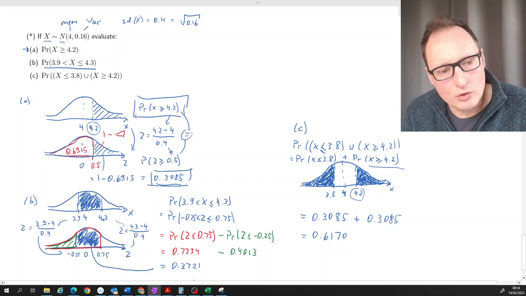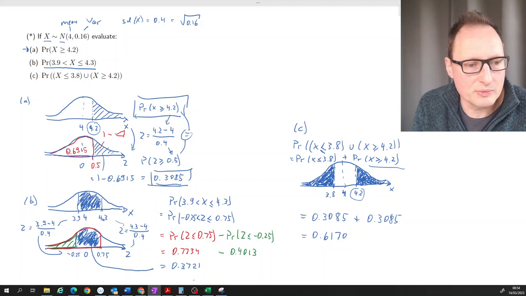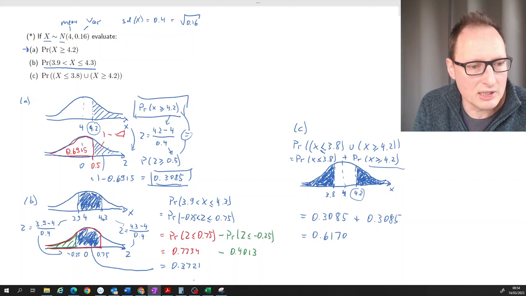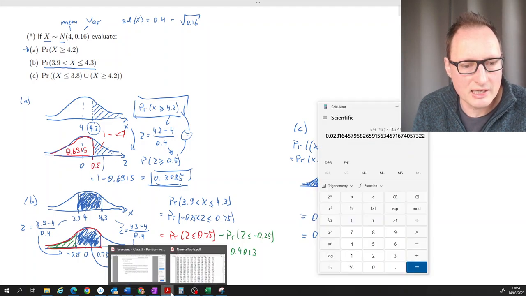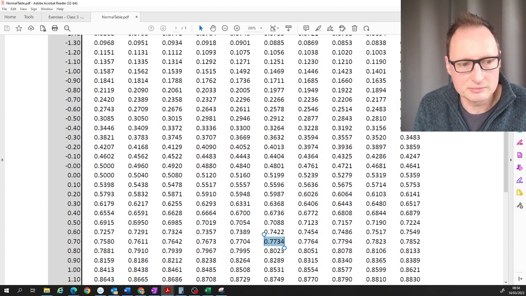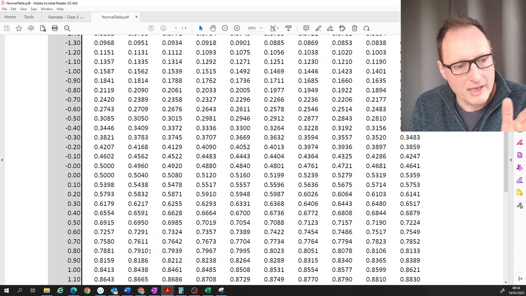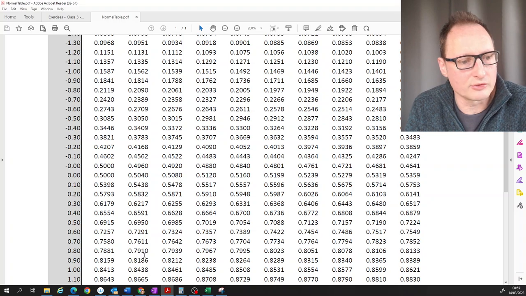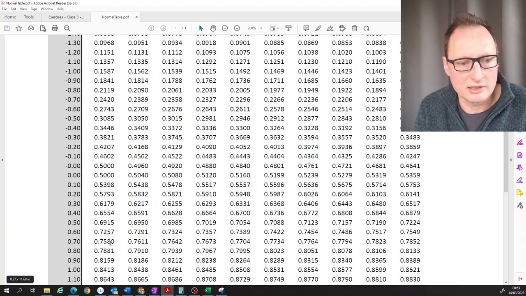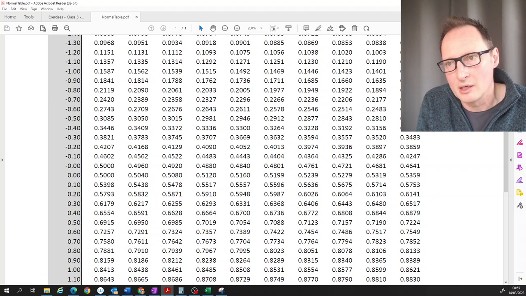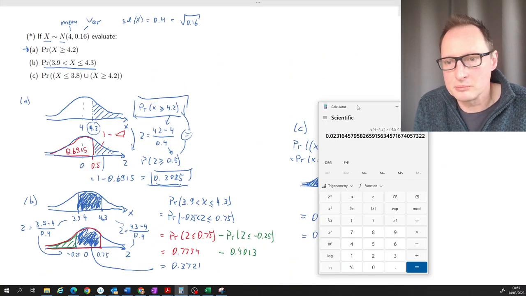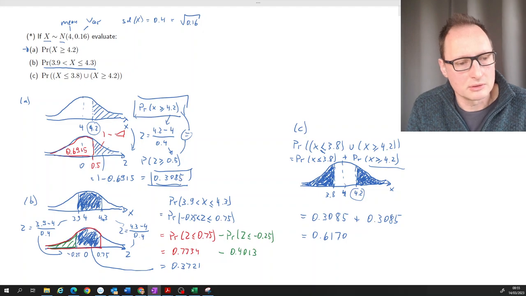You could have calculated all of these probabilities using Excel, in which case you get slightly different probabilities because Excel is more precise than this table. This table is only calculated for every 100th of one standard deviation, and Excel can do it more precisely. In an exam, reading off the table will be fine.